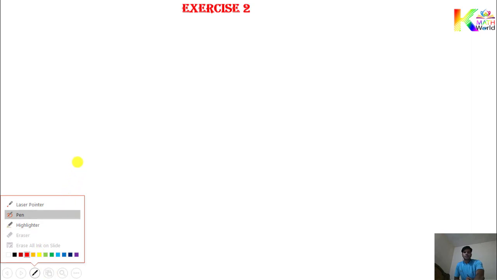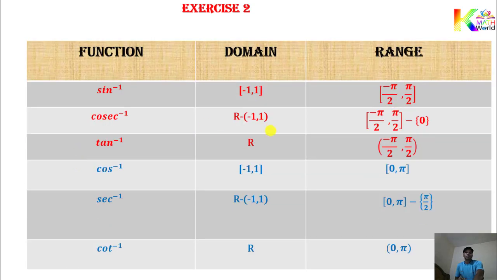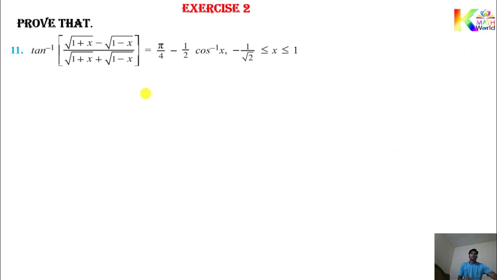The same question you can solve another way also. As we discussed, the range of tan inverse is this one, minus pi by 2 to pi by 2. You can see here a surd is there. In the last lecture we solved the same question using the surd method. So if you want to solve it that way, you can also solve it.